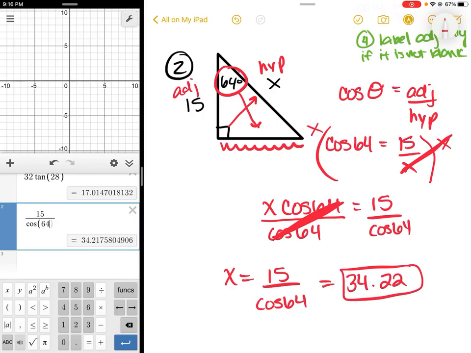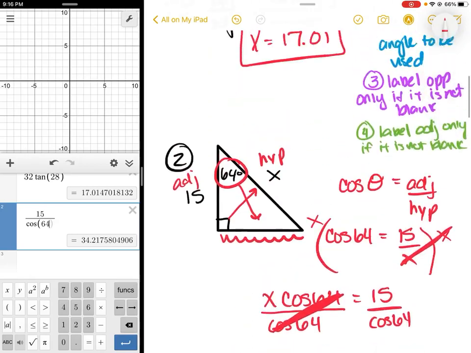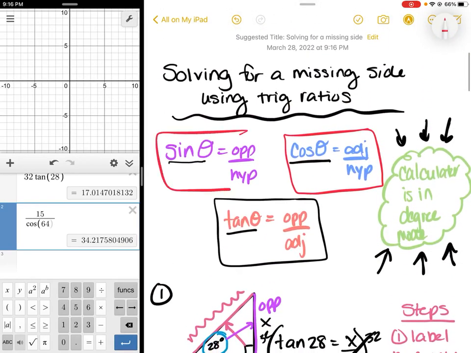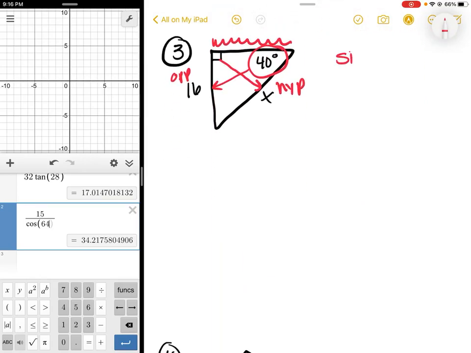Okay? All right, let's do another one. Here we go. Label hypotenuse. If it's not blank, we're going to label it. Circle your angle. Opposite has somebody, so that means my adjacent is blank. So this is opposite and hypotenuse, which is going to be sine. So we're going to use the sine function here. Sine of theta equals opposite over hypotenuse. Theta is 40, so sine of 40 is equal to opposite over hypotenuse.